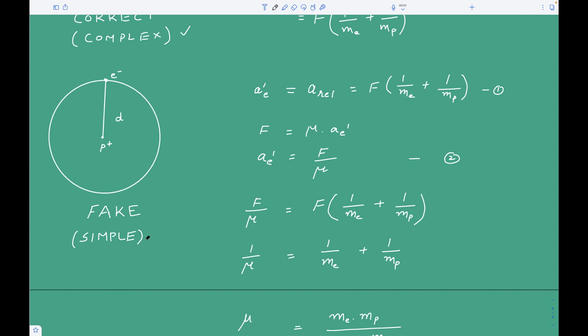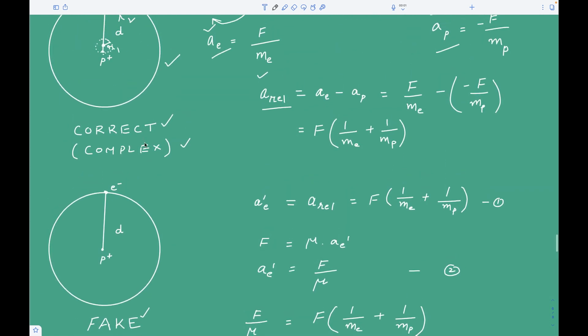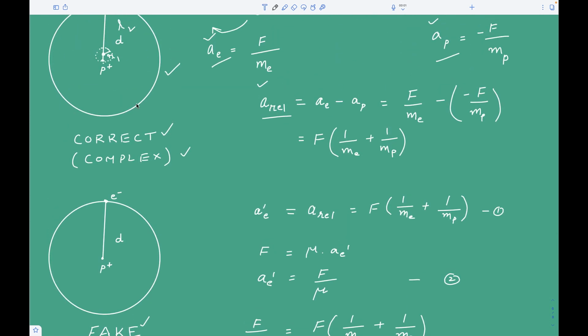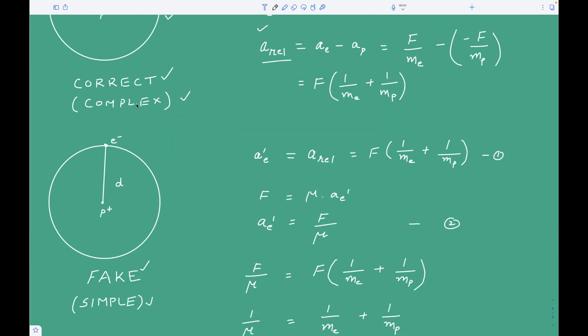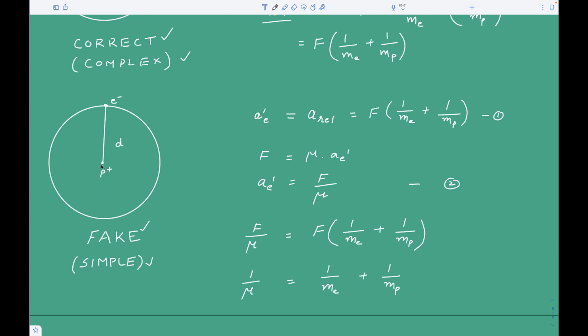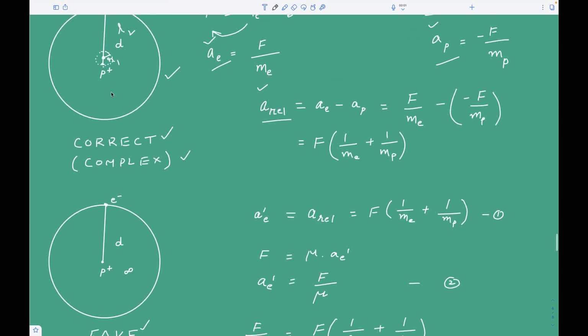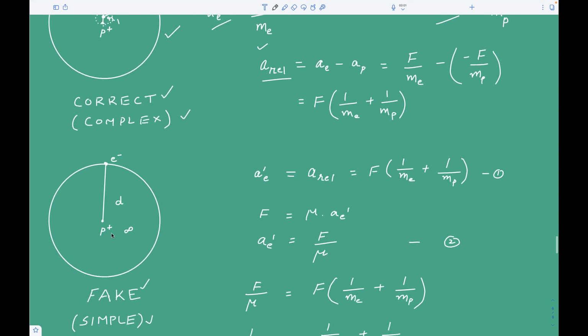Now, to make this simpler fake model from the real model, we impose two conditions. The first condition is that the proton must be at rest at the center of the atom, and it is only the electron that goes around the proton. That means we are again assuming that the mass of the proton is infinity. That is one difference between the real model and the fake model. And we keep the rest of the properties same.